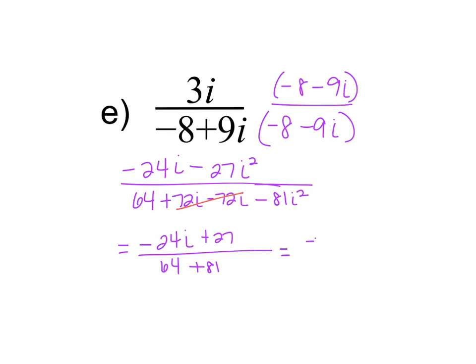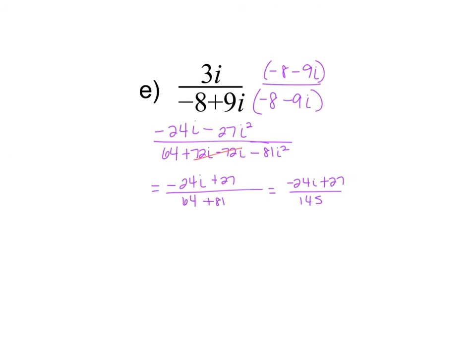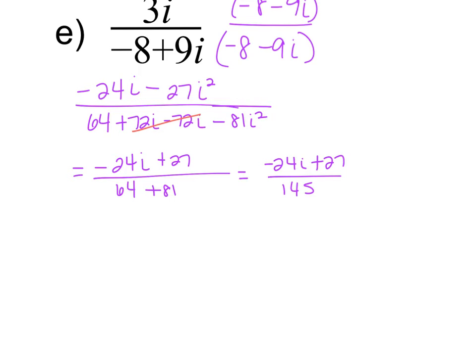So 64 plus 81, what is that? 145? Yes. So 145, and this is a plus 27. Okay, now let's split it up and put your i term second. So this would be 27 over 145 minus 24i over 145. Can I simplify either one of those fractions? Nope, you cannot. So this is going to be your answer.